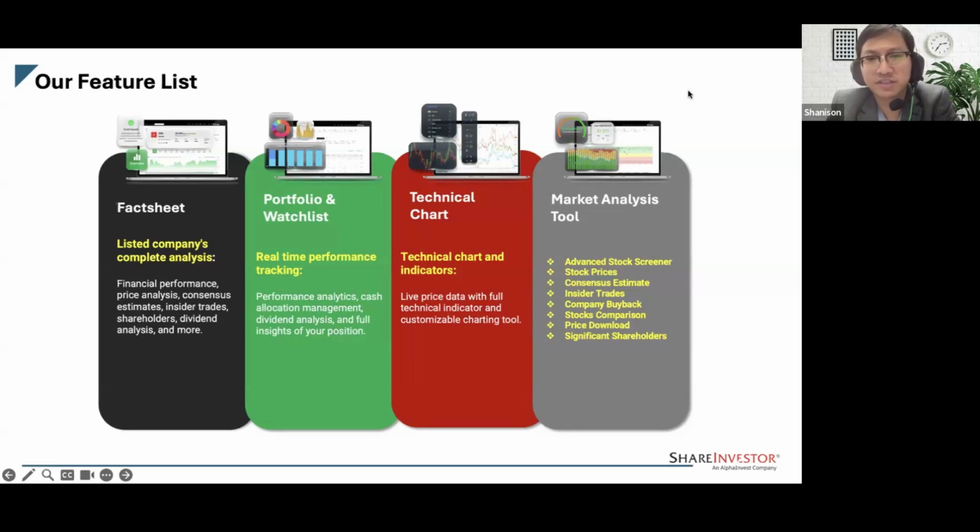We also have technical charts. I know a lot of you may be doing a lot of charting analysis, so we have a full suite of charting services over here. And we also have an overall market analysis tool. You can use this tool to analyze broader market information, like for example, stock screener, stock prices, consensus estimates. But today, we are going to focus more on the consensus estimates.